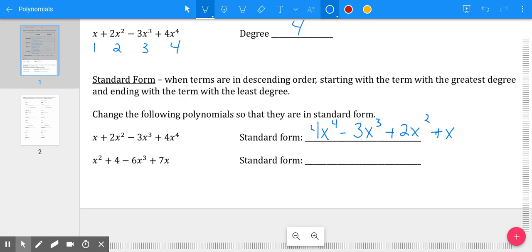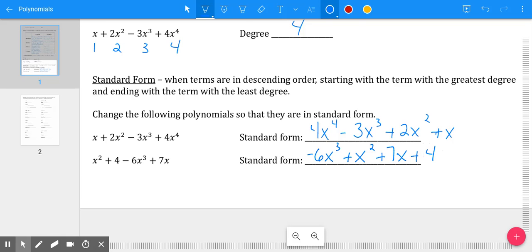And then our second example, they mix it up here a little bit. It's not completely backwards, so we have to search around a little bit. We get negative 6x cubed. Then the second highest power is power 2, so plus x squared. Then we need our power 1, which is plus 7x. And then finally our what's called a constant, if you recall that from our last unit, because it doesn't have a variable attached to it.